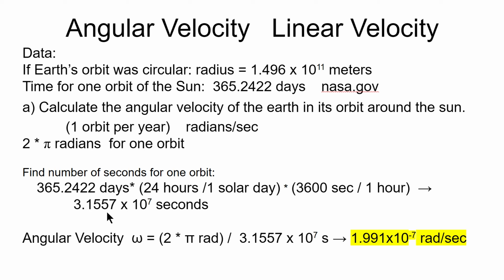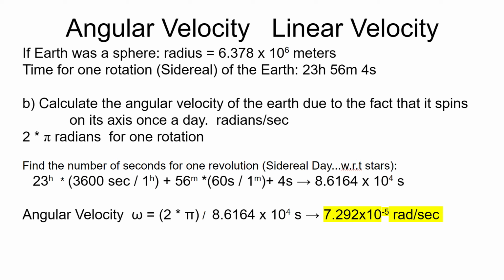And just a curiosity here, if you don't want to look this up, roughly it's pi times 10 to the 7th seconds for a year, if you don't need an exact number. Well, what's the angular velocity? How much angle we traveled divided by the time. 2 pi radians is the angle we've covered in one orbit, and we just worked out the number of seconds, so I got 1.991 times 10 to the minus 7, or could round this off to 1.99 times 10 to the minus 7 radians per second.